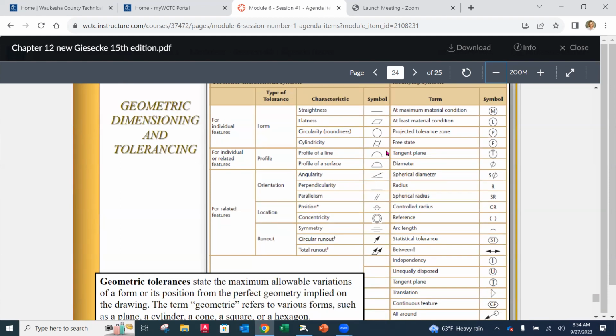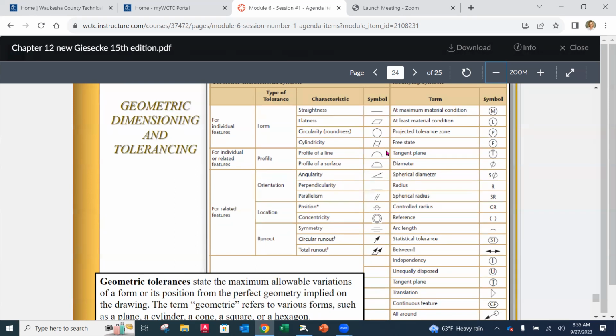Geometric dimensioning and tolerancing is a set of standardized symbols that are going to speak to form and function of features. Okay, we have a class dedicated to GD&T. Did you know that? So if you look on your list in your program, you're going to see a GD&T class. Okay, everybody takes it, and I believe it's going to be offered spring 2 term. And so it's a really good class.